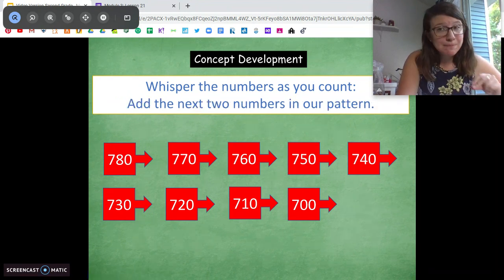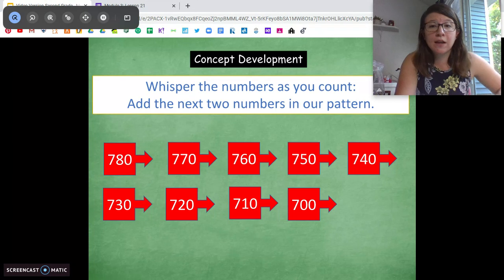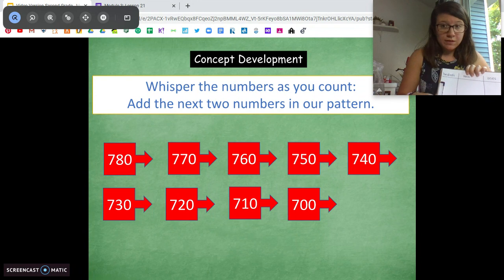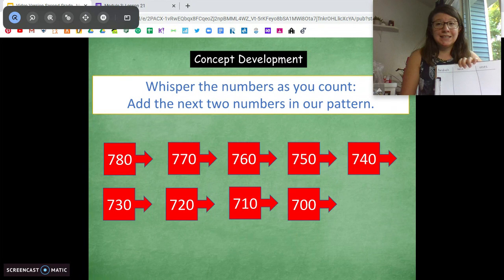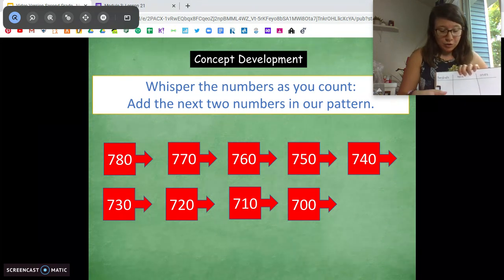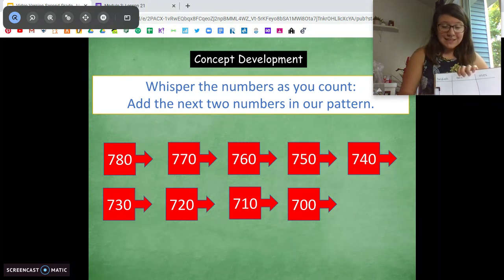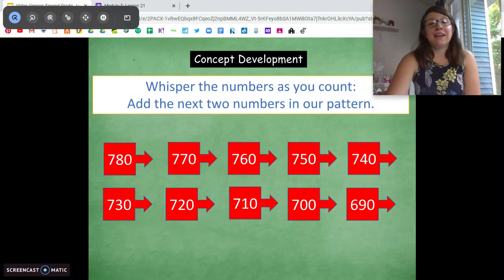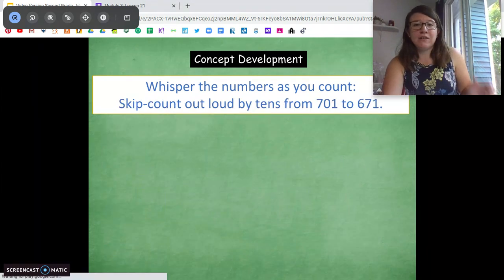Now, in this pattern, think about what we did yesterday. What are the next two numbers going to be? You're going to need to take something from here and move it over because we're taking tens away. So you're going to have to take 100, exchange it for 10 tens. Move those 10 tens over. Okay, 10 less than 700 is going to be, take one away, 690. Good. Take another one away, 680. Very good.